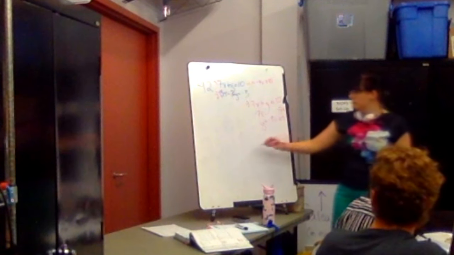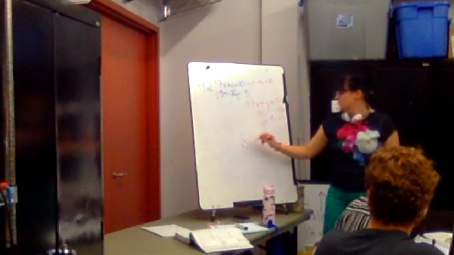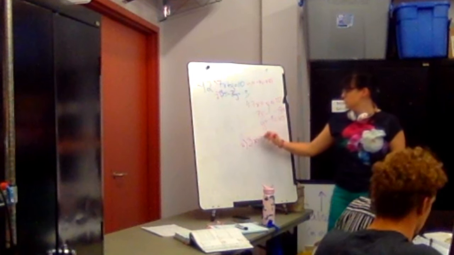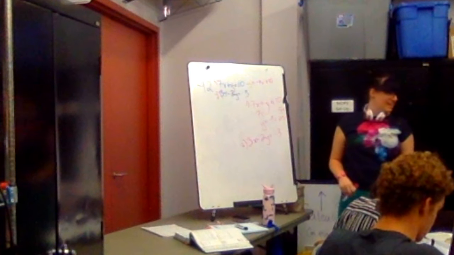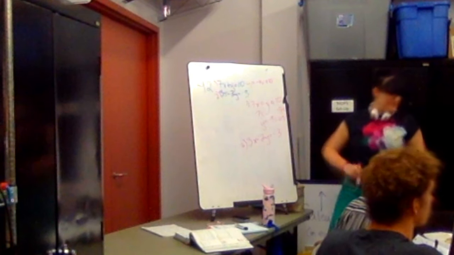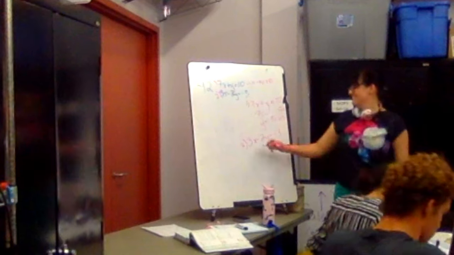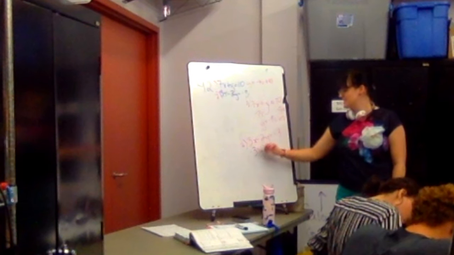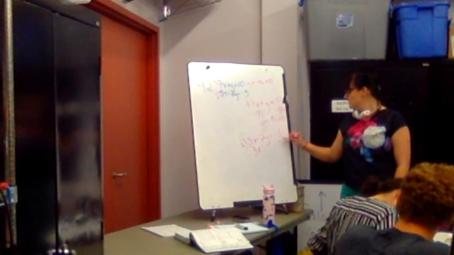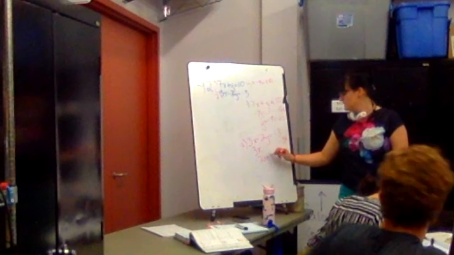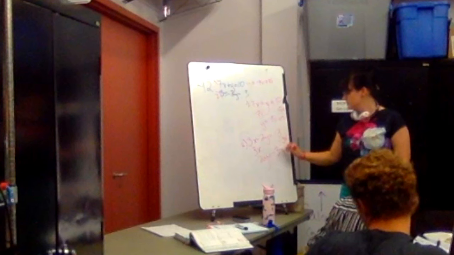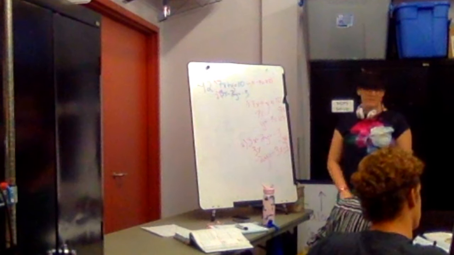And then equation 2: 3x minus 2y equals negative 3. I'm going to get y by itself by moving my x's, and I get negative 2y equals negative 3x minus 3.